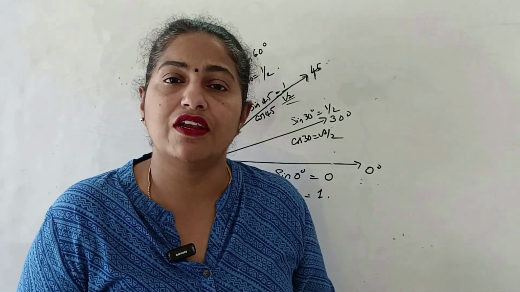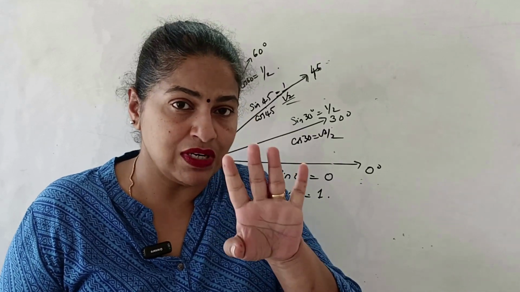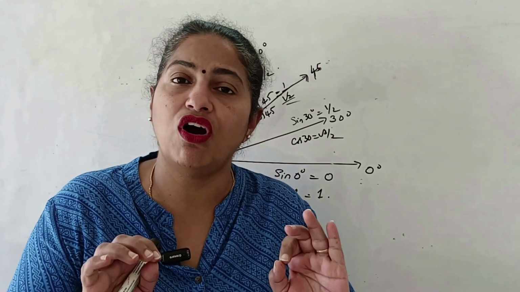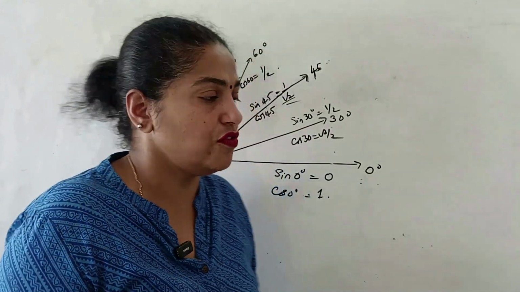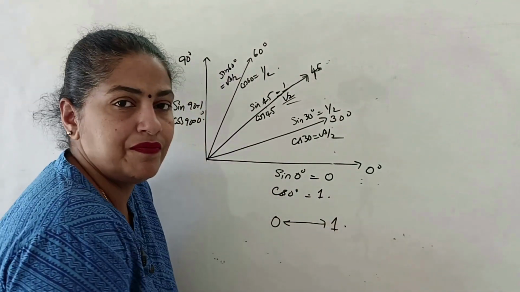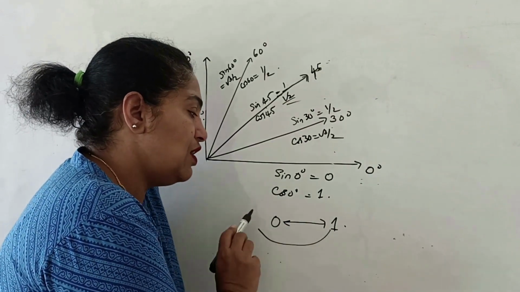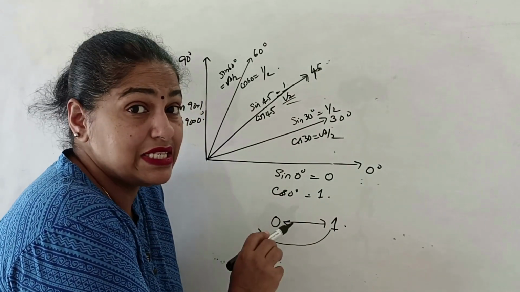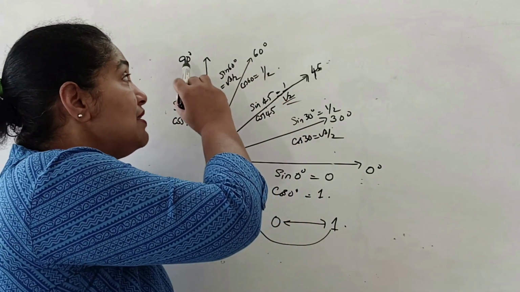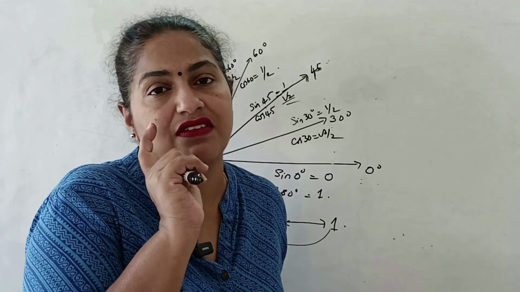What do you understand from this particular value table? One thing you need to understand is that the value of sine as well as cos lies between 0 and 1. The lowest value of sine is a 0, moving up to 1. The lowest value of cos is a 0, but it occurs at 90 degree. Cos 0 is the maximum value, which is a 1.